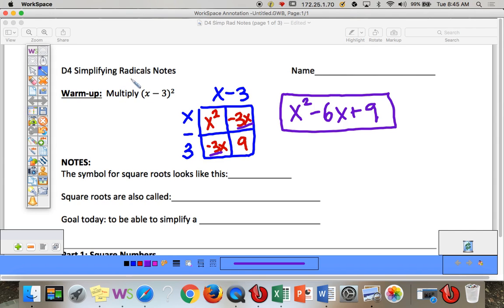Today we're going to learn how to simplify radicals. The symbol for square root looks like this. Square roots are also called radicals. Your goal today is to be able to simplify a radical or a square root. And so we're going to take a look at the steps for doing that.